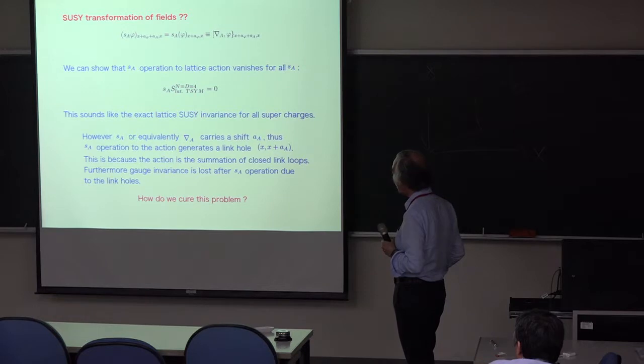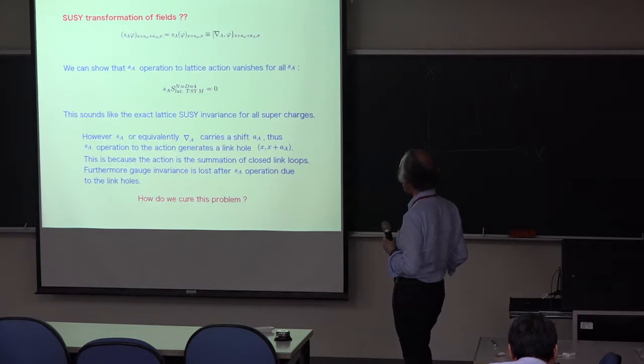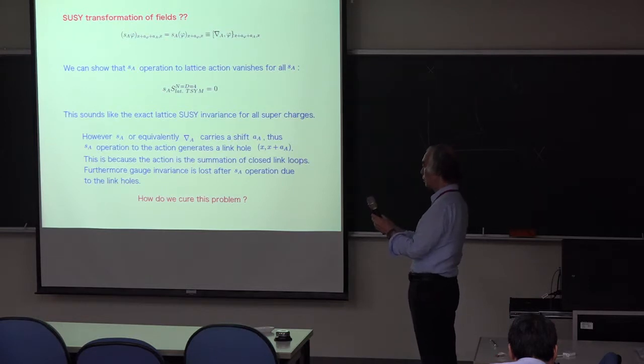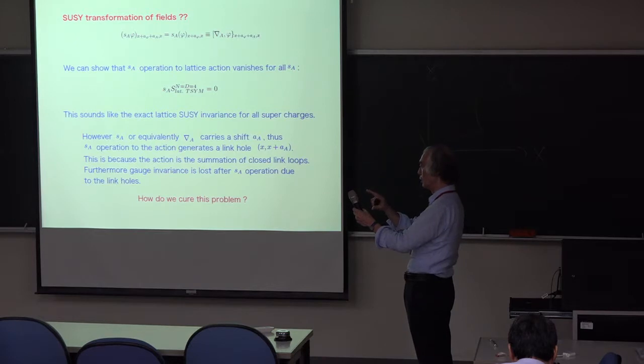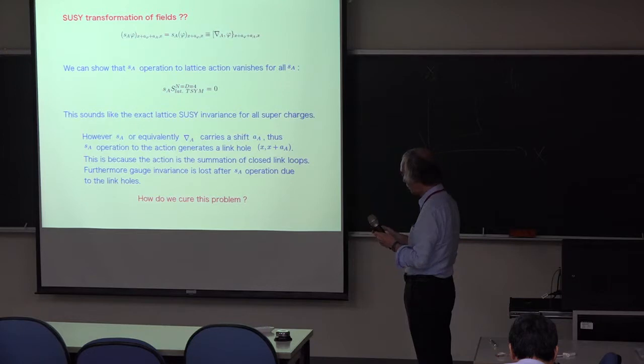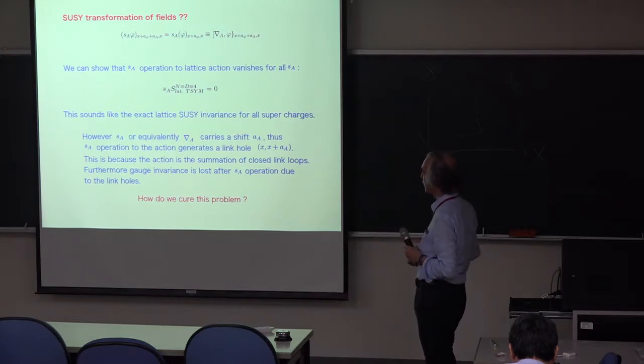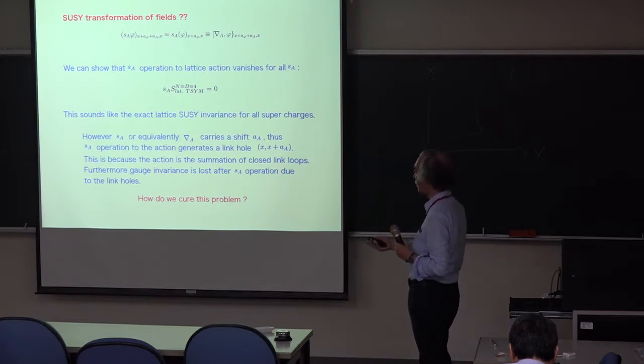However, SA, or equivalently lambda A, carries a shift AA. Therefore, the SA operation on the action generates a link hole, X plus AA or X plus AAX, because the action is a summation of the link loops. When you operate SA or lambda A, it makes a hole in the loop, so that at the edge of the loop there is a gauge transformation. So after the SUSY operation, the term becomes gauge variant. When it is gauge variant, then when you integrate over the gauge field, it just vanishes.